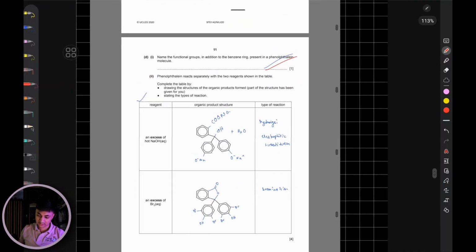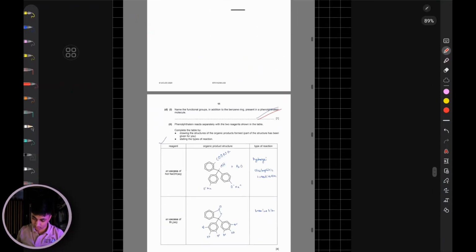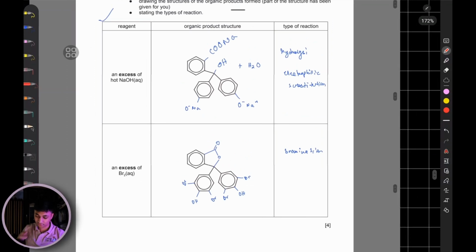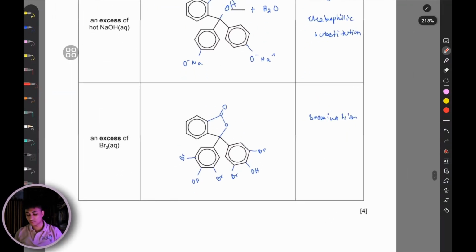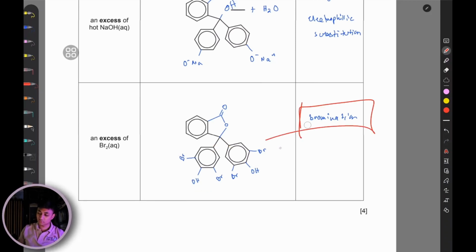Okay, now the next one is excess of bromine added, aqueous bromine added. Now over here, notice phenol, and they're going to substitute in the 2 and 6 positions. It would also be the 4th position, but it is already occupied. And this is going to be bromination.